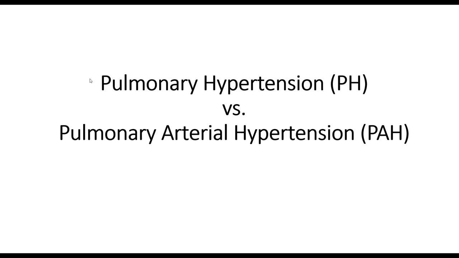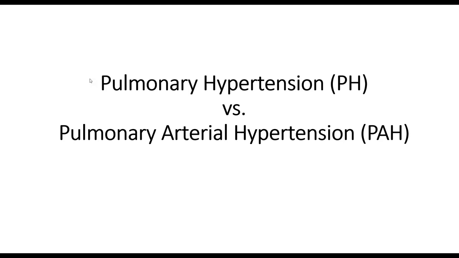So it can occur in many different disease states. We're going to be talking about those that occur generally in HHT tonight. But there are a number of different ways pulmonary hypertension develops and in which it causes the pressure inside the pulmonary arteries to be elevated.